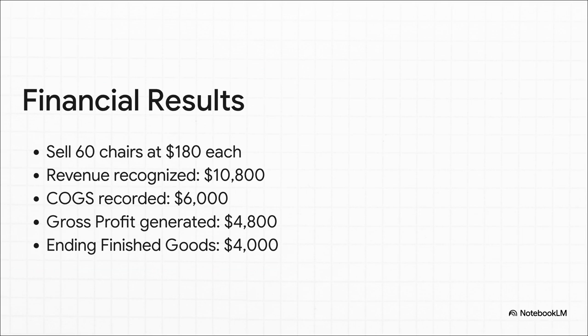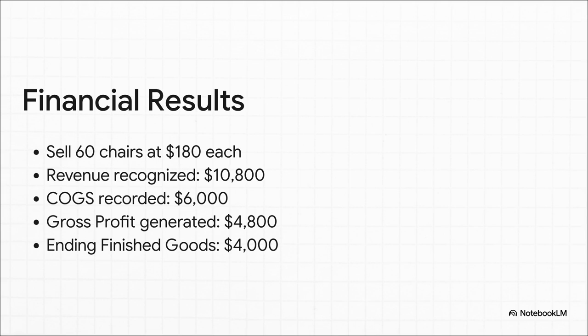We hit $10,800 in revenue. And because we did all that hard work earlier to determine our cost is exactly $100 per chair, our COGS entry is cleanly calculated as $6,000. That leaves a gross profit of $4,800. It really is a beautifully balanced system.